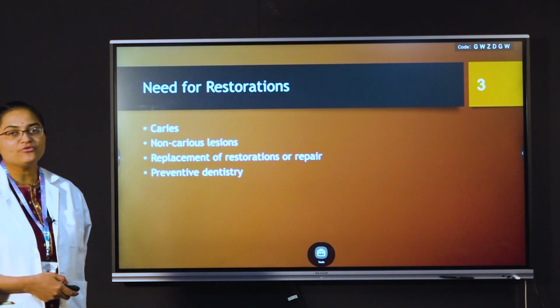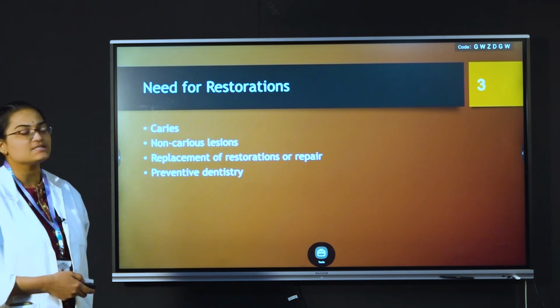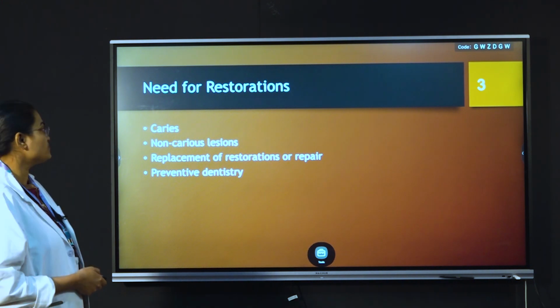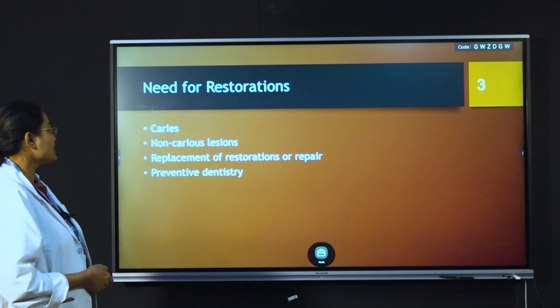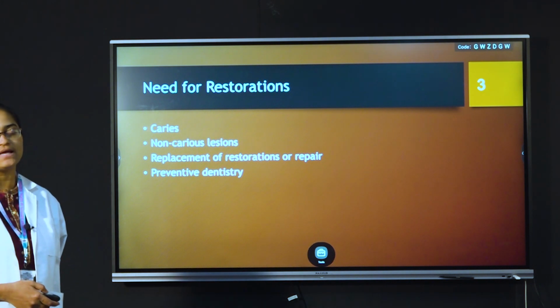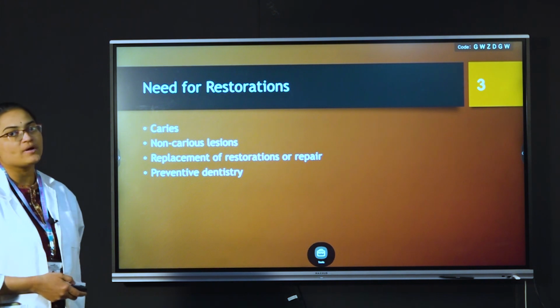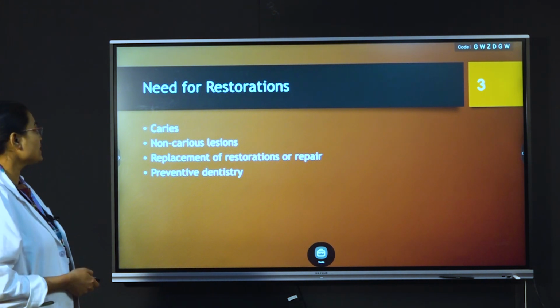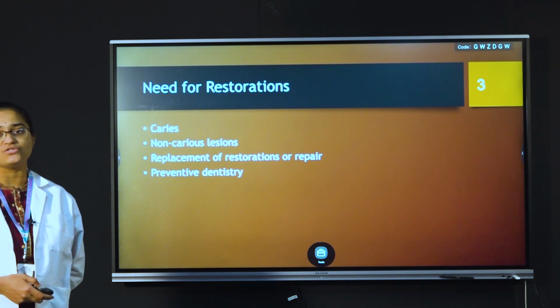When you talk about the need for restorations, why do we have to restore the tooth? The first thing is caries. Dental caries is the main objective why we remove the decay and restore the tooth. Next are the non-carious lesions. Apart from caries, there are various non-carious lesions like attrition, abrasion, erosion and abfraction, all of which require restoration. Next one is replacement of restorations or repair, and also preventive dentistry.